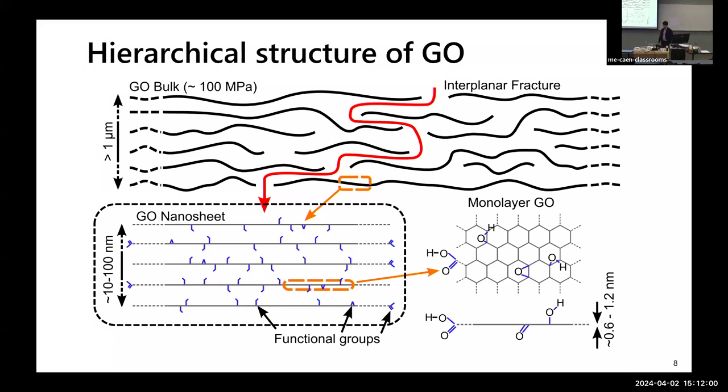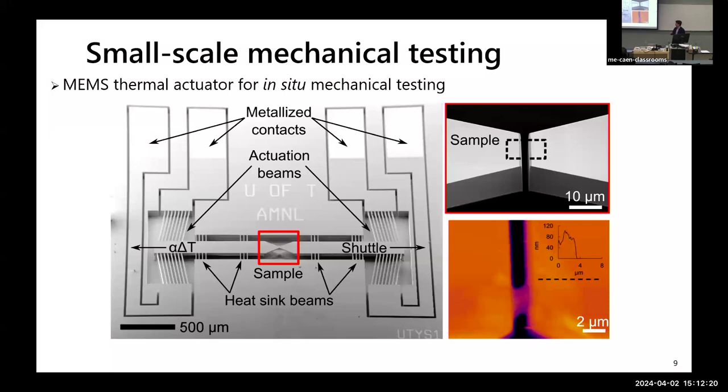So how do we go about doing this test? This seems like it's difficult. Anyone that's done any thin film mechanics here would know that you can't just go and grab it and pull it like you would in a conventional Instron machine or MTS machine. How do you grip something that's that thin? It doesn't work. So we need to rely on what we call small scale mechanical testing, and specifically in situ mechanical testing. So this is an example of a MEMS thermal actuator device that was just constructed for this purpose.